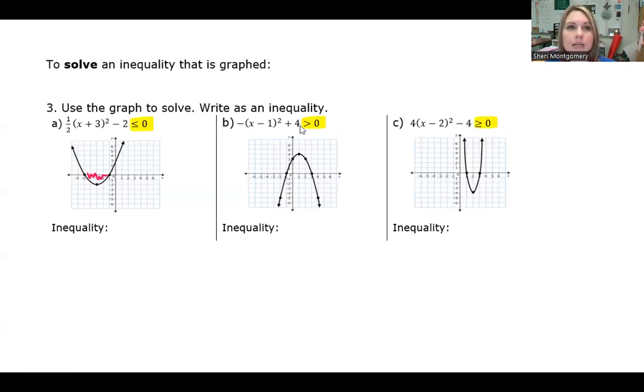For this one, it's asking when is your graph above 0? So above 0 is actually in the middle, right? It's right here. That's when you're above 0. So I'm going to highlight that part real quick. Let's look at the last one. When are you above 0? That would be on the ends, right? That's when your graph is above 0, is on the ends.